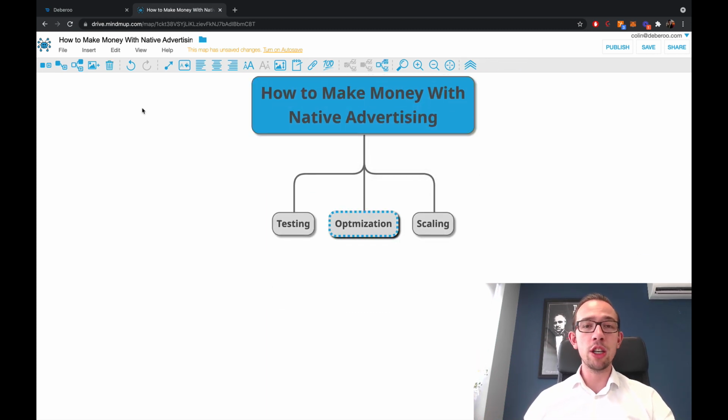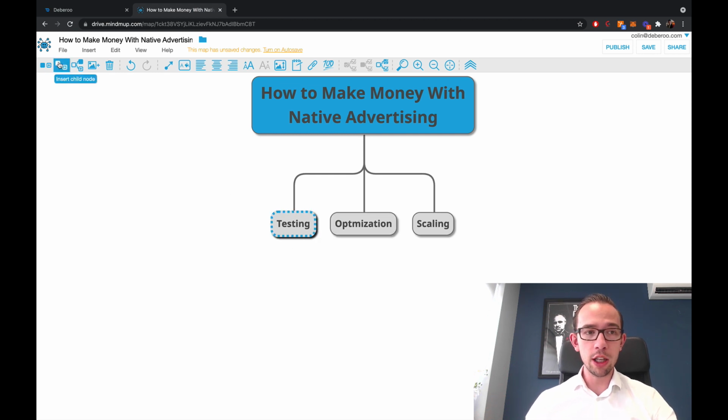So optimization is obviously where the most money is made. This is where we decide on what to do and what not to do to get to those profits. With native ads, very lucrative because we have a lot of assets available and we need to pick what works and how we should apply the theory in order to make that possible.